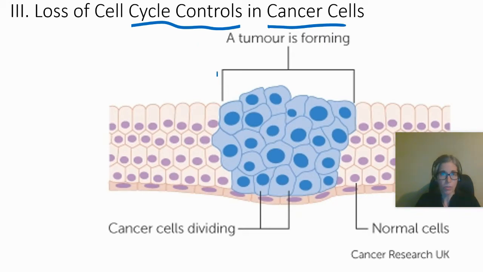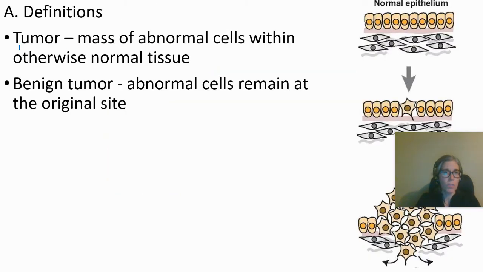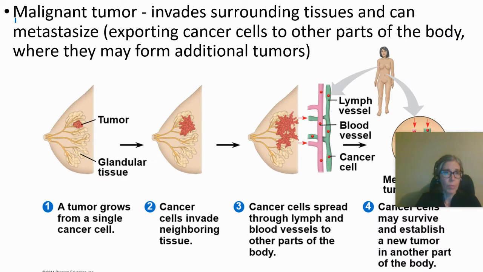So first, let's do a few definitions. A tumor is a mass of abnormal cells within otherwise normal tissue. A benign tumor is one that's not cancerous. So that's, if there's a good tumor, that's the good tumor, depending kind of on where it is, but it's not cancerous. And then a malignant tumor means cancerous. So this is tissue, this is cells that can invade surrounding tissues. When they metastasize, that means that they're going to different parts of the body.